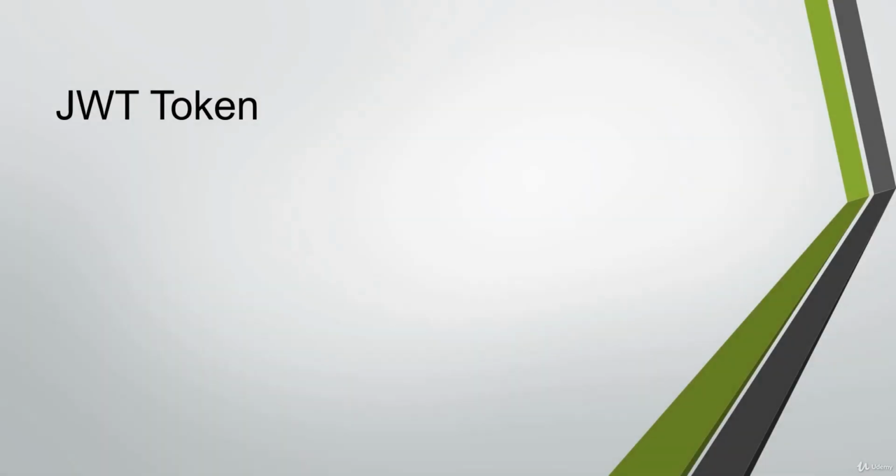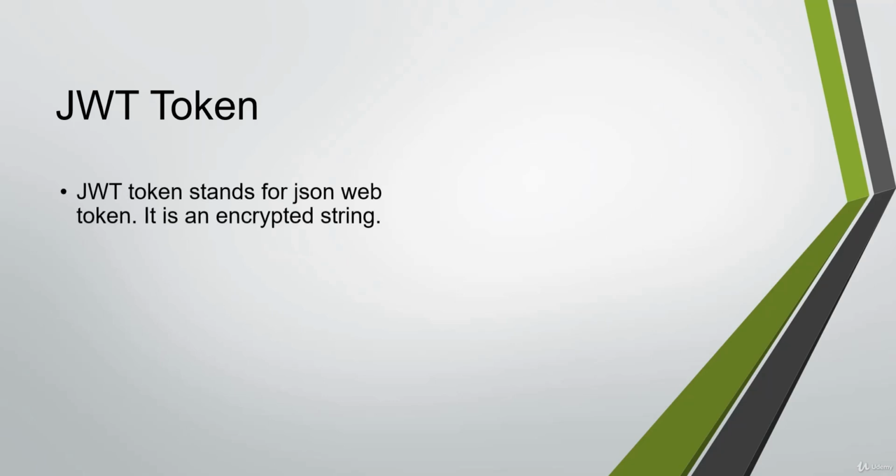Hello everyone. In this video, I'm going to discuss the JWT token and how to access the endpoints which are secured using the JWT authentication mechanism. So what is a JWT token? JWT stands for JSON Web Token. Basically, it's an encrypted string. You have information in plain text. This information is fed to the encryption logic, and the output of the encryption logic is the encrypted string.